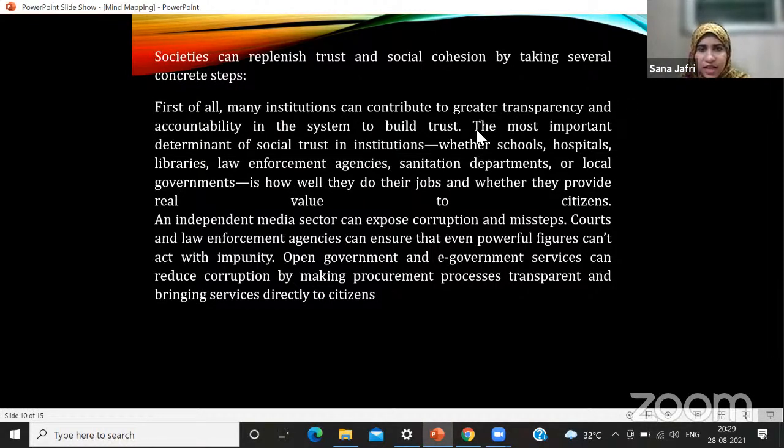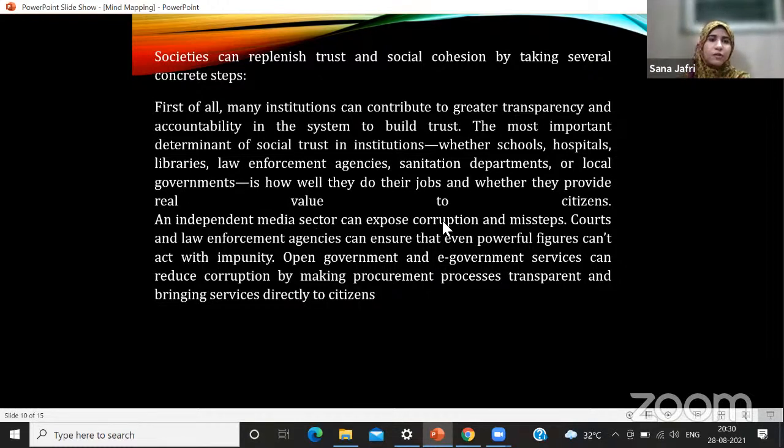Now look at this. From here till the end of the paragraph is just a detail. It's full of examples. So as a smart reader, you will not understand immediately, but when you read the next sentence, you will get a hang of it that, boss, this is just a detail going on. The most important determinant of social trust, whether school, this, right? Just skim, quickly glide your eyes. No need to fix it in your mind. Is how well they do their jobs. Every thing, every setup, every system should work well, and they should provide value to the citizens. It's giving the example of the media sector too.